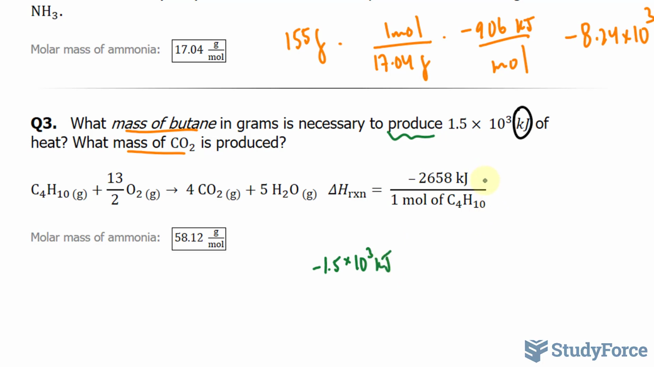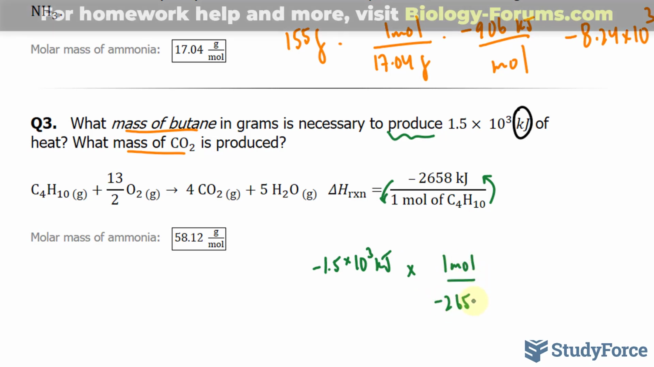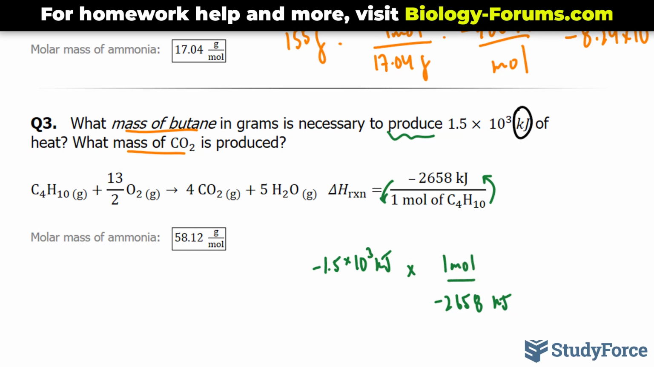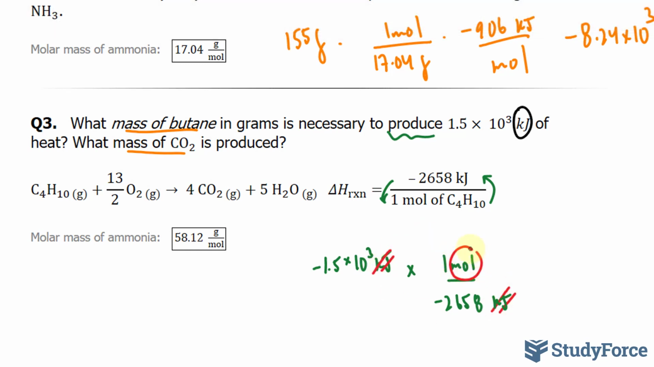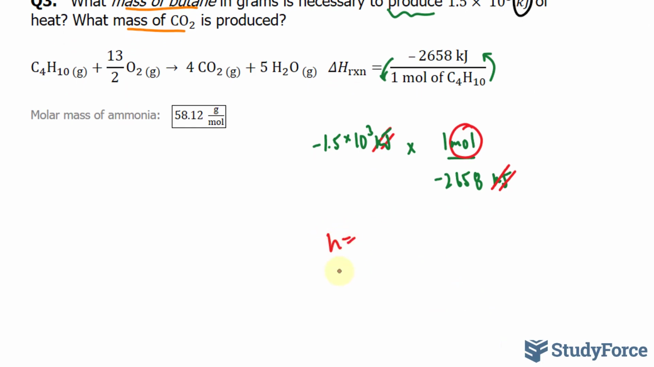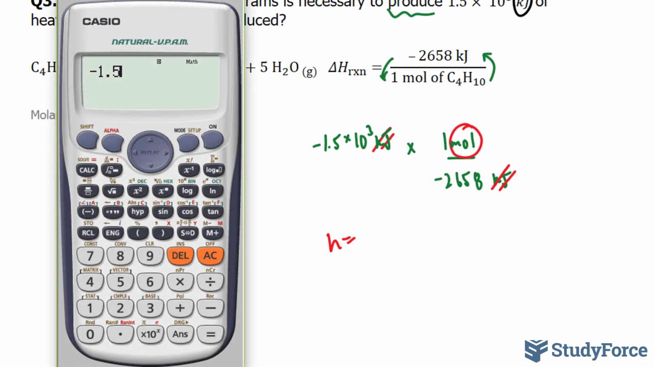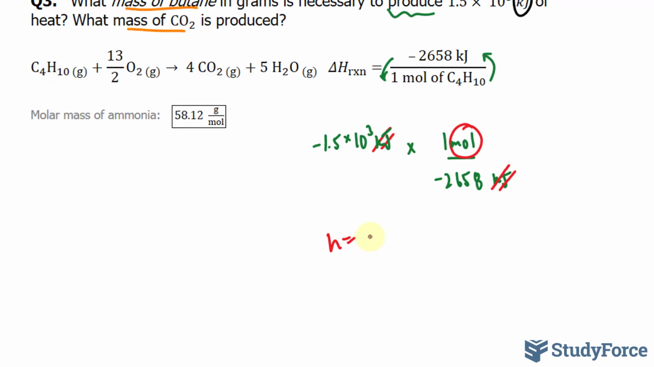We then take this number and multiply it by the flipped version of this fraction. Because by reorienting this fraction so that we have 1 mole at the top and negative 2658 at the bottom, the units for kJ will cancel out, leaving us only with the number of moles. Let's find out what that is. The number of moles of butane. Negative 1.5 times 10 to the power of 3 times 1 divided by negative 2658. This gives us 0.5643 moles. This will play an important role when we answer this part of the question.